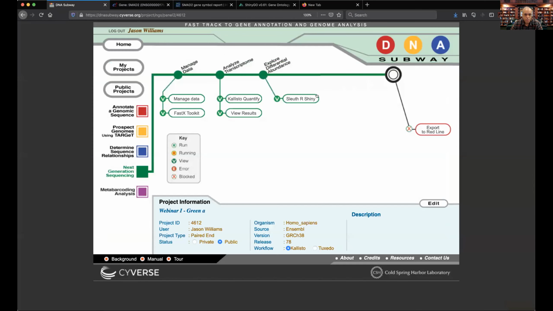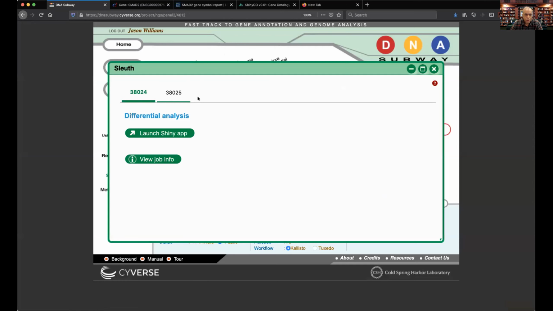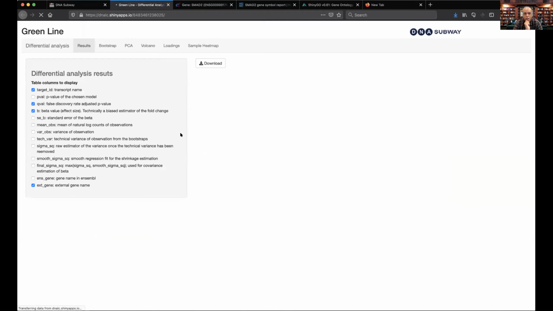I'm going to close this window and go to Sleuth. And this is the 380.025 job. I'm going to go ahead and launch an app. So this analysis is using a computer language called R, which is a popular language for doing statistical programming. And it's in the form of an interactive app. So you don't actually need to use R in order to make use of the application.